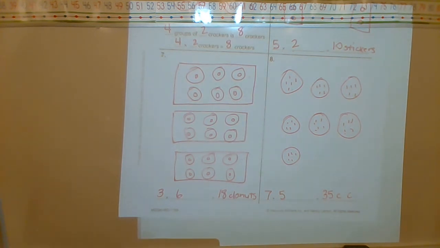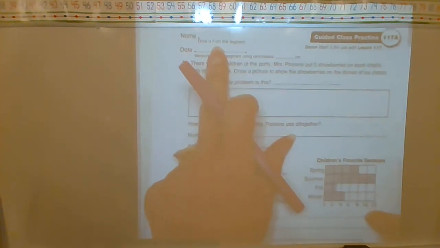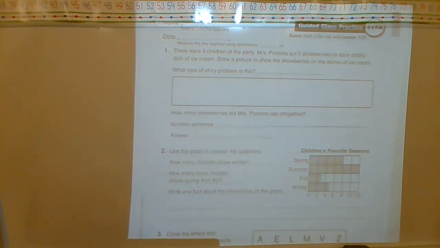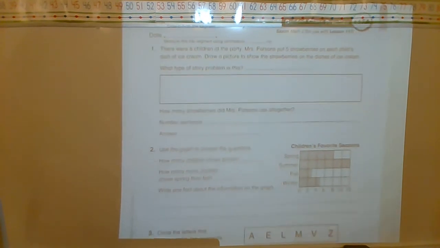So just quickly, let's look at your sheet. And there is measuring at the top for practice. And let's go ahead and work number 1. You can work with me or you can just listen and work on it later on your own. There were 6 children at the party. Mrs. Parsons put 5 strawberries on each child's dish of ice cream. Draw a picture to show the strawberries on the dishes of ice cream.